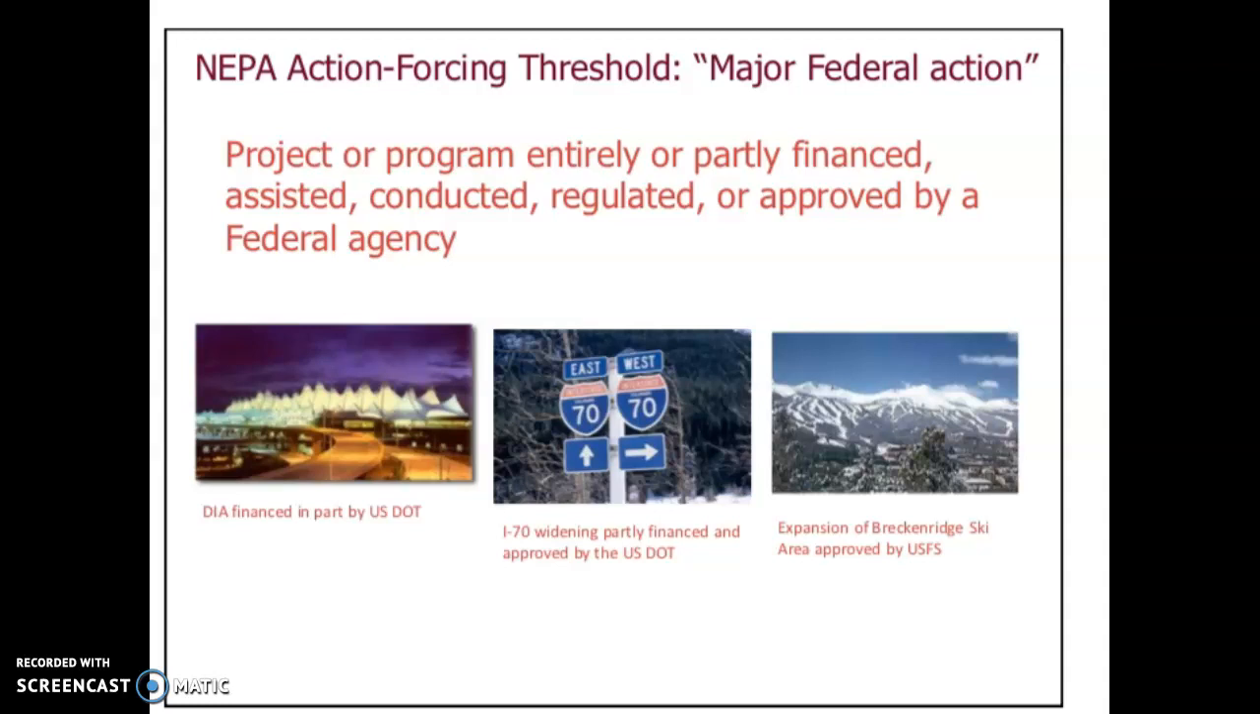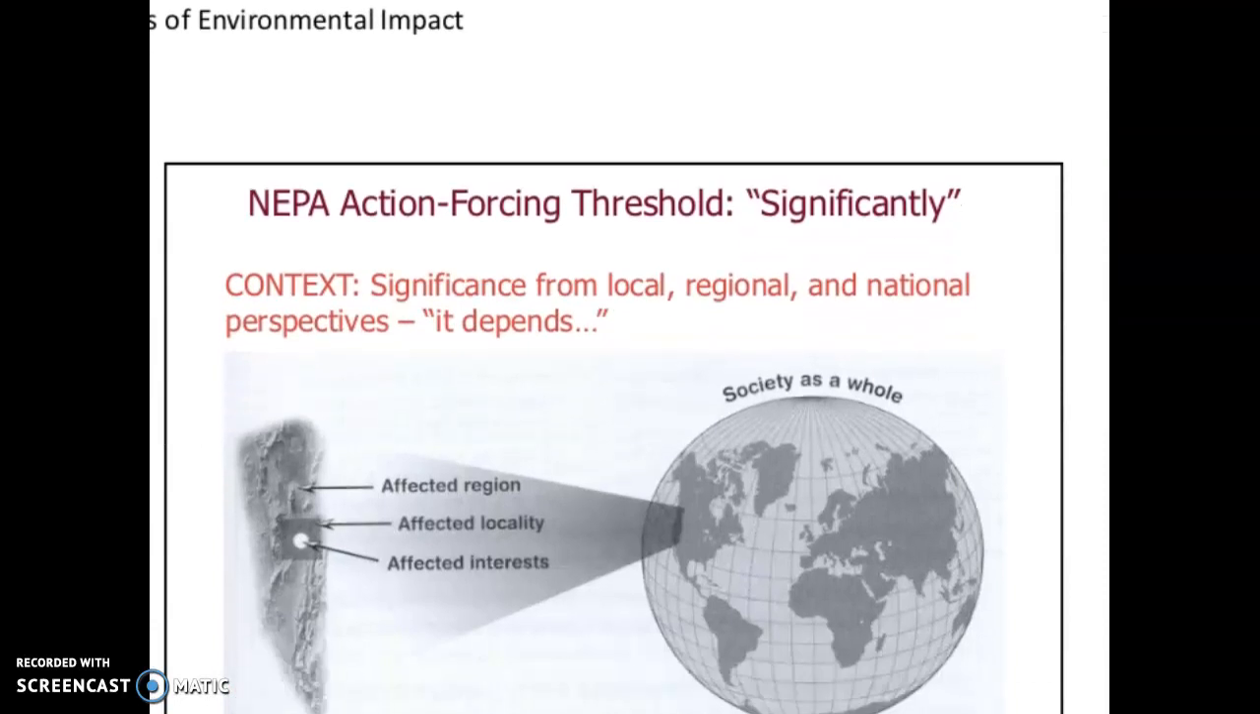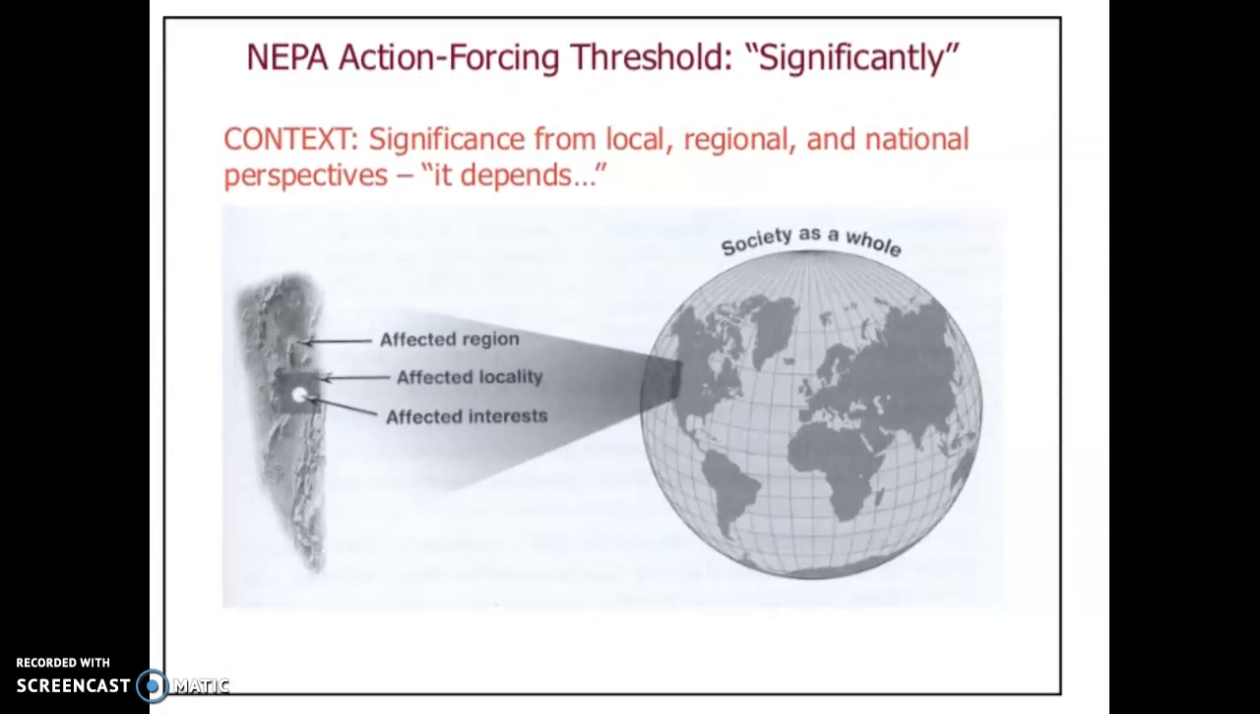So there's an example with DIA being financed in part by the Department of Transportation, which required the NEPA process, and some other things. So when something is deemed significant, it can have varying levels of significance at different regional levels, and so it depends on the local, regional, and national perspectives, which as you get larger involves a larger amount of stakeholders.